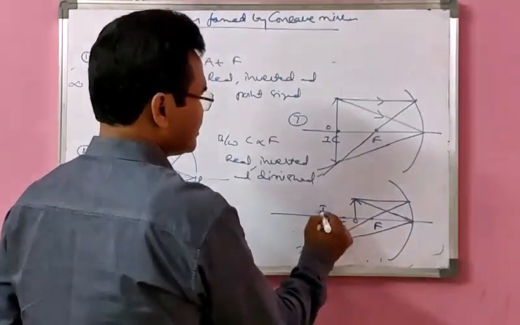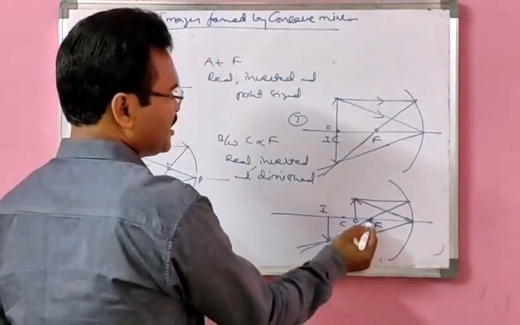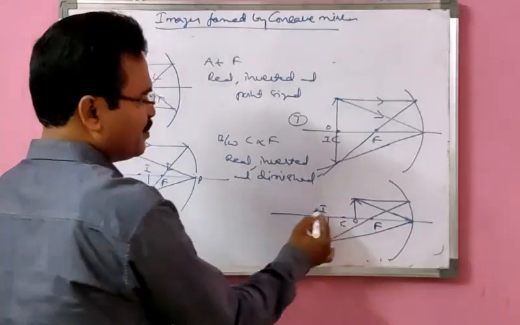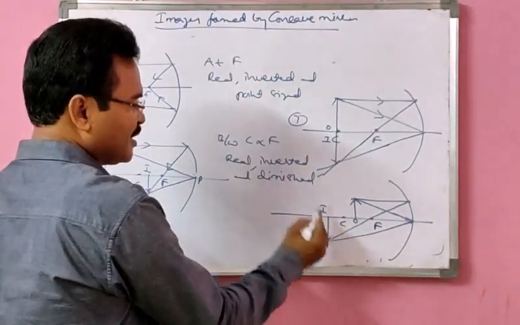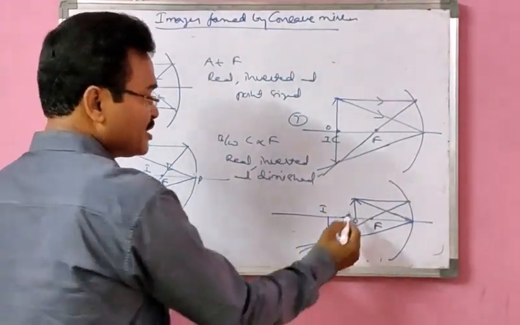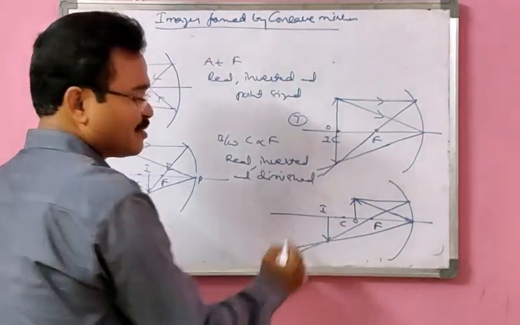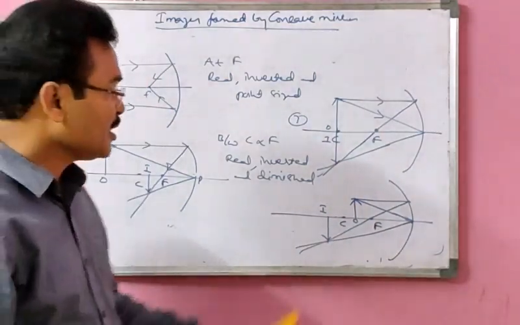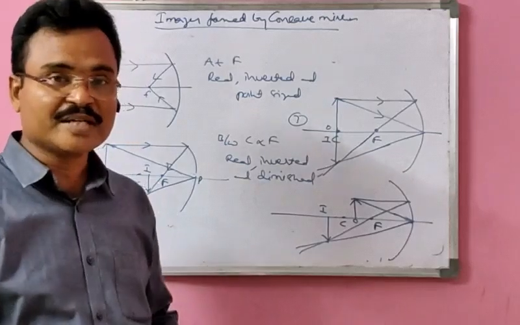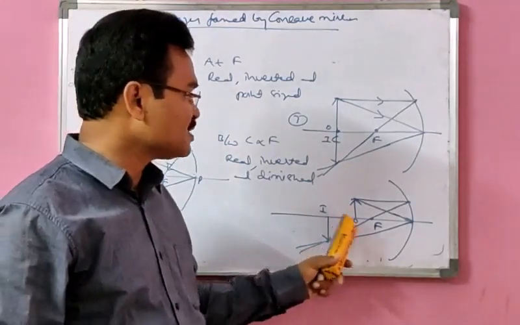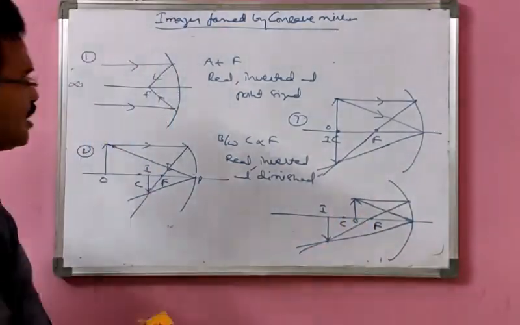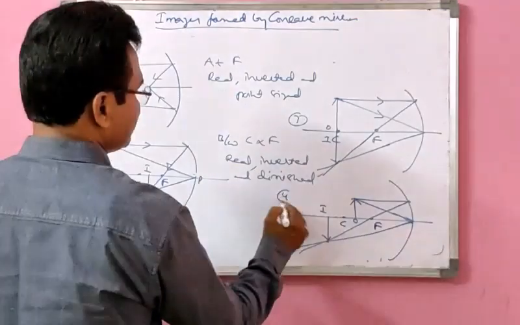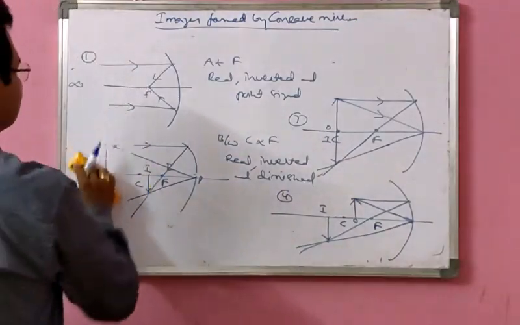So this is object, this is image. If the object is placed between C and F, image will be formed beyond C, which is real, inverted, and magnified. You can see compared to this one, this is somewhat bigger. So image is bigger than object when the object lies between C and F. Okay. Now coming to the fifth one.